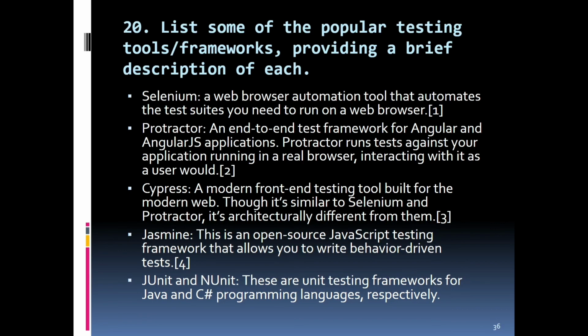Protractor is an end-to-end test framework for Angular and AngularJS applications. Protractor runs tests against your application running in a real browser, interacting with it as a user would. Cypress is a modern front-end testing tool built for the modern web. It is similar to Selenium and Protractor, but architecturally different from them. Jasmine is an open source JavaScript testing framework that allows you to write behavior-driven tests. JUnit and NUnit are unit testing frameworks for Java and C# respectively.